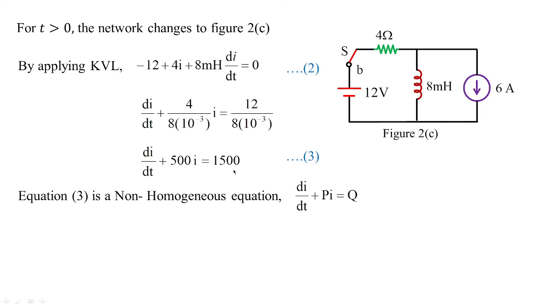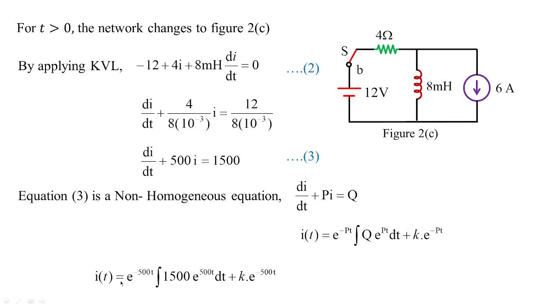So what is the solution for this particular non-homogeneous equation? The solution for this particular non-homogeneous equation is given as I of t is equal to e to the power of minus pt integral q e to the power of p dt plus k e to the power of minus pt. So I'm going to replace the value of p, the value of q in equation 3. So this is how the equation is framed.